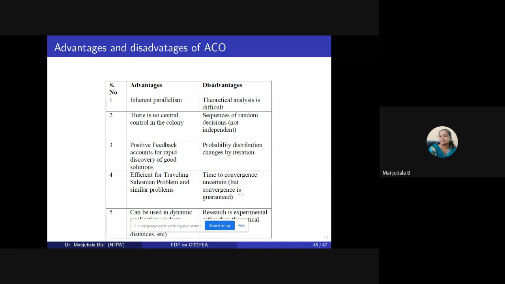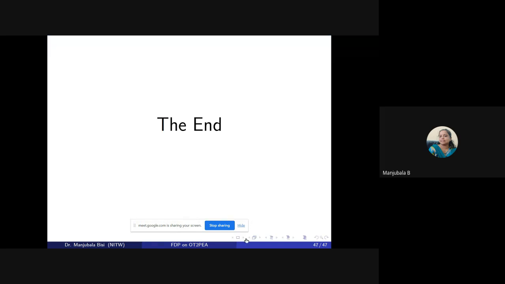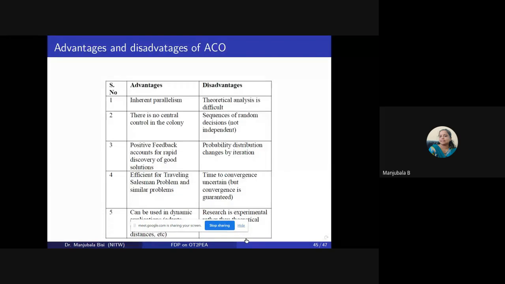So research is experimental rather than theoretical. You have to do a lot of experiments, with proper tuning of the alpha, beta and rho values, so that you can find out the best values of alpha, beta and rho in order to get better solutions.